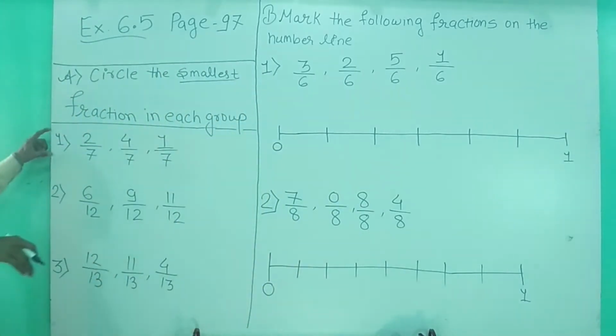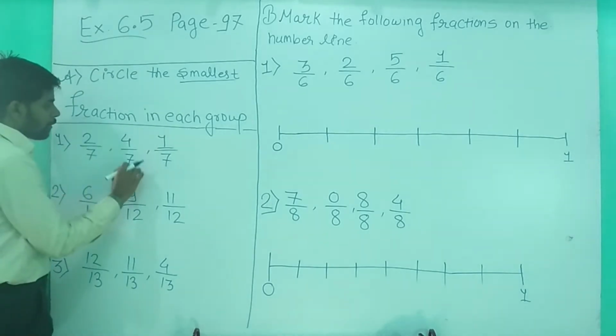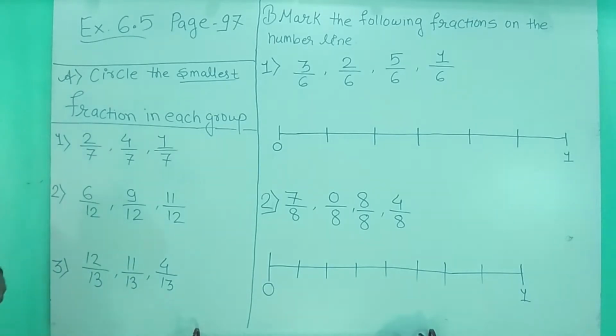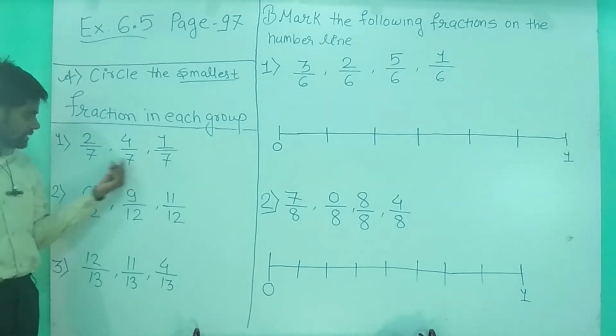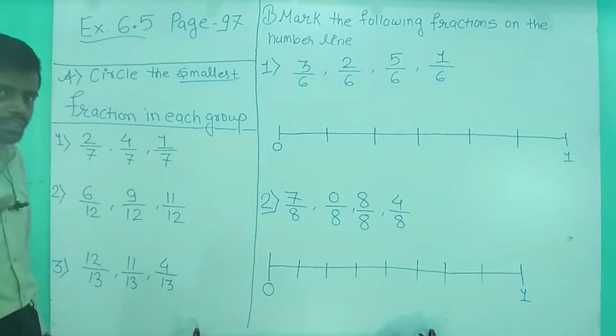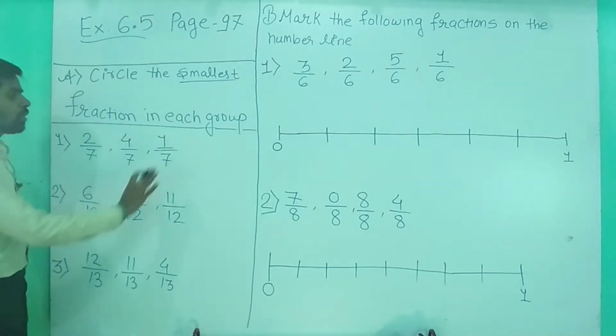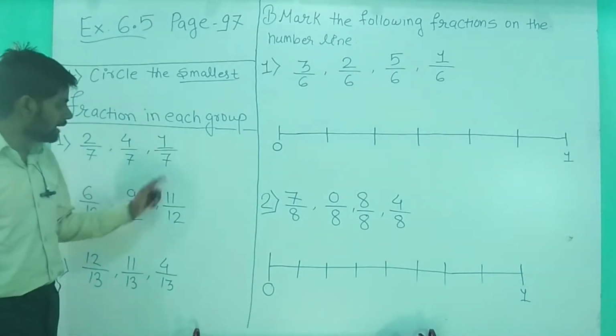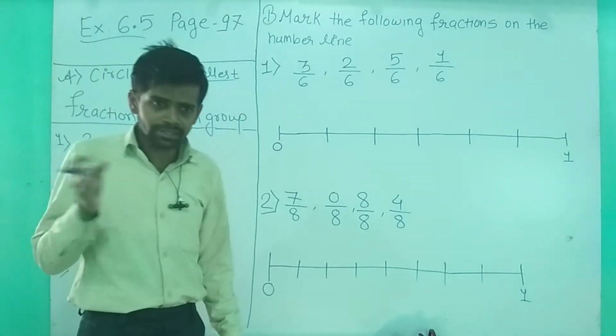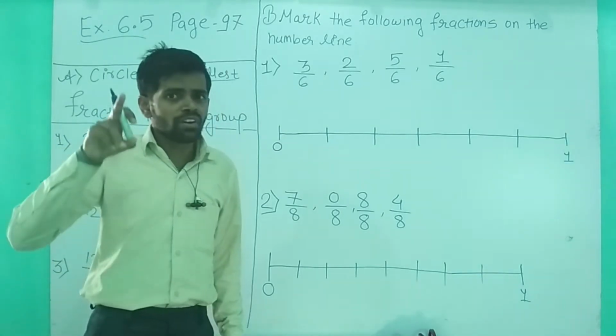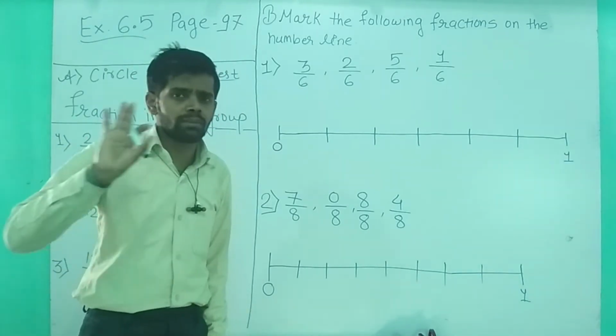In question number 1, three fractions are given: 2 by 7, 4 by 7 and 1 by 7. Here the denominator is common, 7, 7, 7. That means all of these are like fractions because the denominator is the same, which means the total number of parts in each whole is the same.